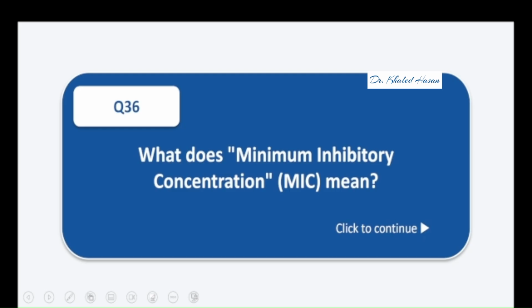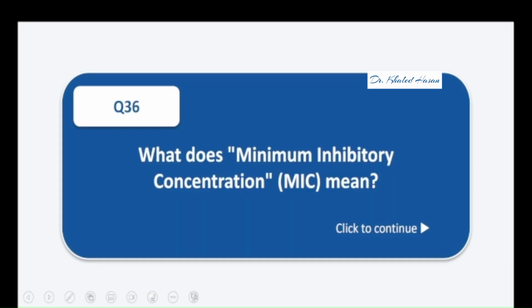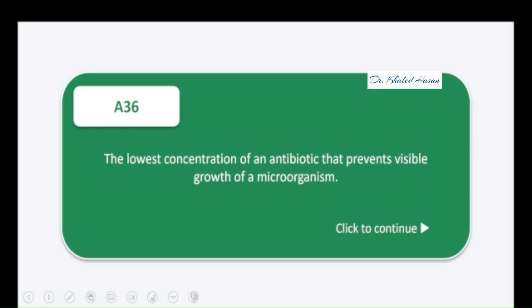What does minimum inhibitory concentration mean? The lowest concentration of antibiotic that prevents visible growth of a microorganism. I will repeat it. The lowest concentration of antibiotic that prevents visible growth of a microorganism. MIC, minimum inhibitory concentration, the lowest concentration of antibiotic that inhibits visible growth of a microorganism.